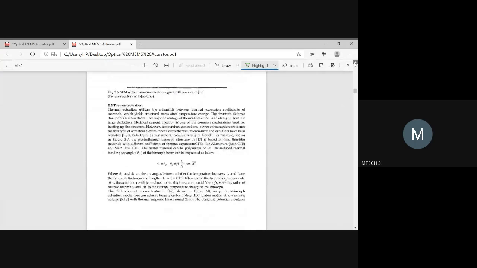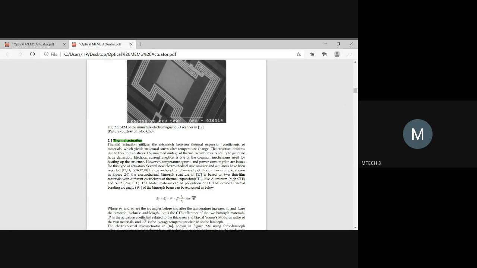So the next part of the mechanism which has been dealt with is thermal actuation. Based on the thermal stimuli, the required actuation could be done. Again, it depends upon which biomorph structure you're using. If you're going with the electrothermal biomorph structure, then it helps to respond to the thermal changes.